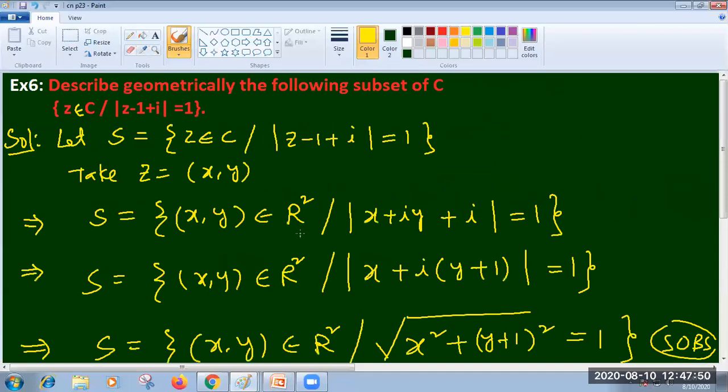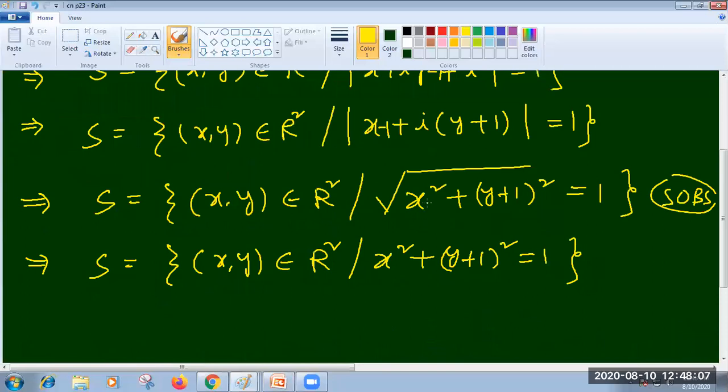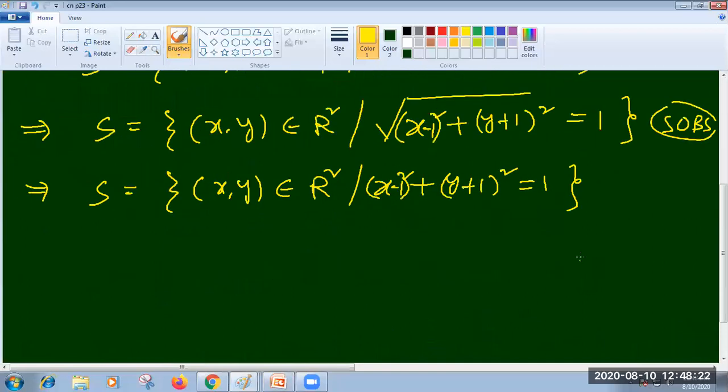And let us see, z minus 1 is there, we missed this minus 1, z minus 1. So now let us write minus 1 and here also minus 1, x minus 1 whole square, here also y plus 1 whole square. It is nothing but the equation of a circle with center 1 comma minus 1.